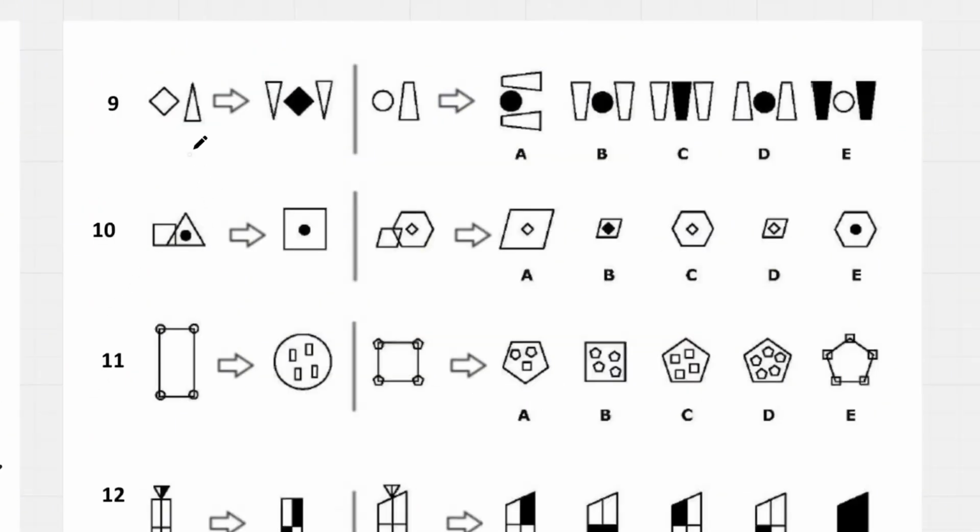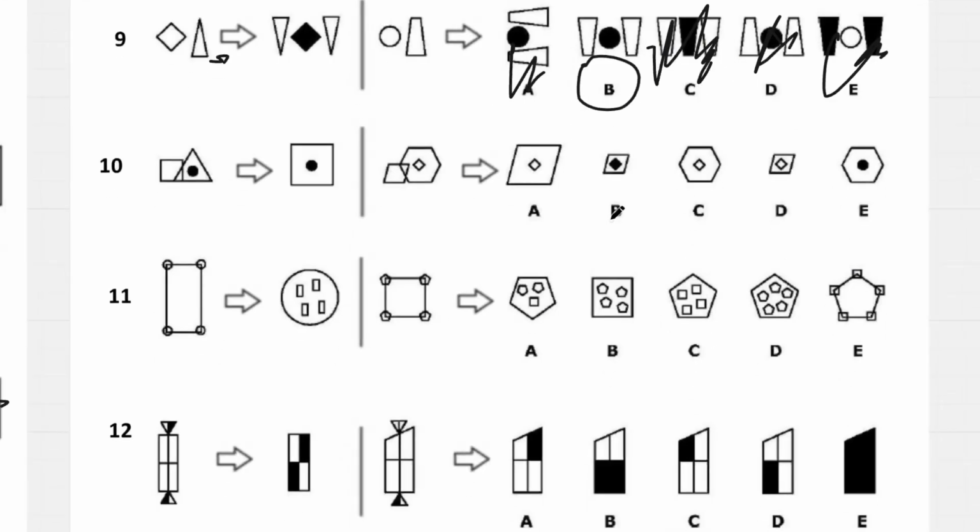We rotate the shape and double it 180 degrees, so rotate the shape and double it, we're going to get something that looks like B, C and D, and then this black shape is going to go in between, so the black circle goes in between. D is facing the wrong way, so it's going to be B.